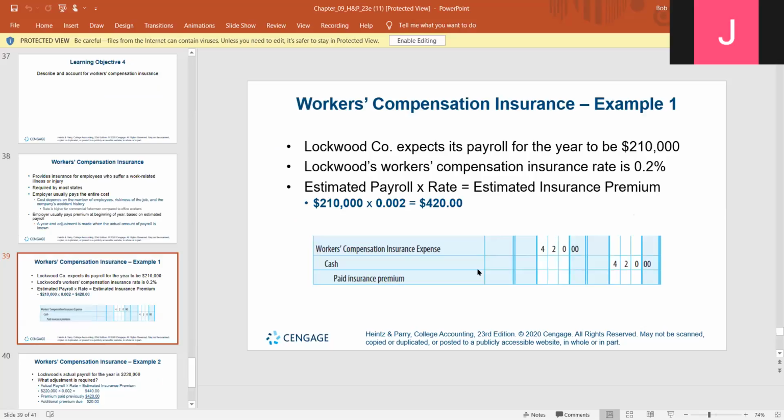So let's take a look at this. Lockwood Company says our payroll for the year is going to be $210,000, and the workers' compensation insurance rate is 0.002. $210,000 times 0.002 is 420. You debit workers' compensation insurance expense, and you credit cash for 420. It's as easy as that.